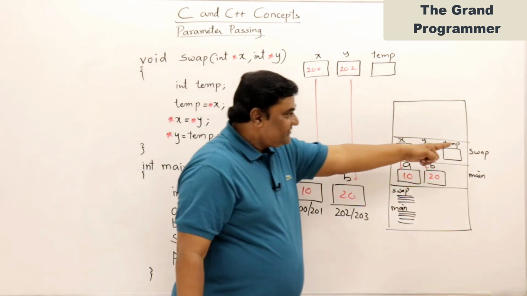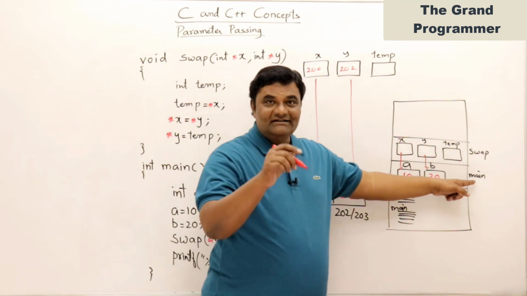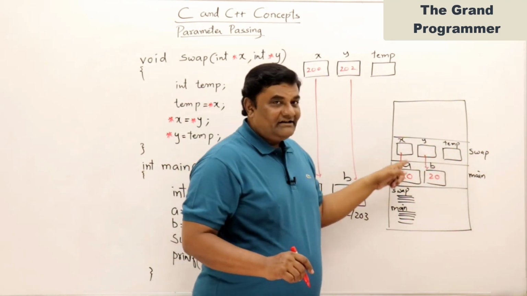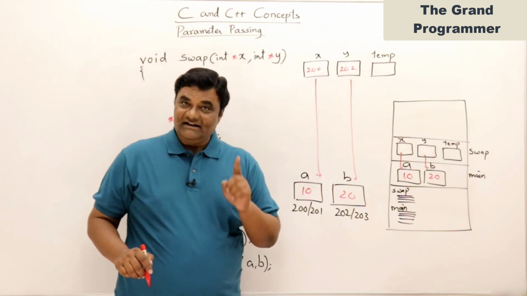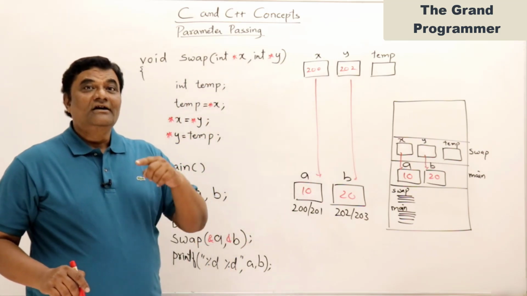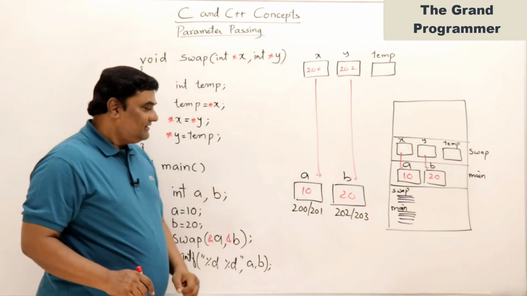So now this function can access the variables of another function. It's not direct, it is indirect, using pointers. Yes, one function cannot access the variables of another function directly, but it can access them using pointers. So it can access indirectly. Yes, this is indirect access.